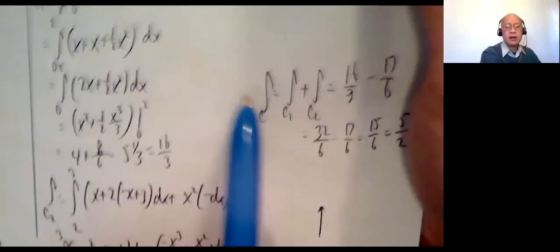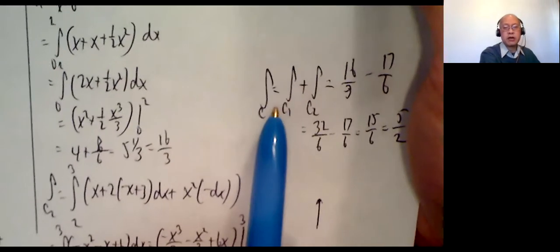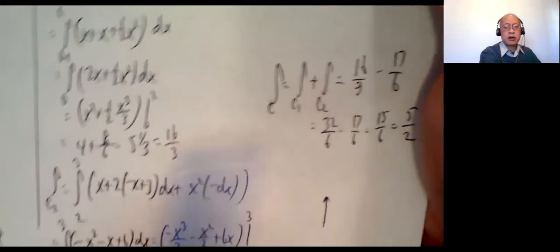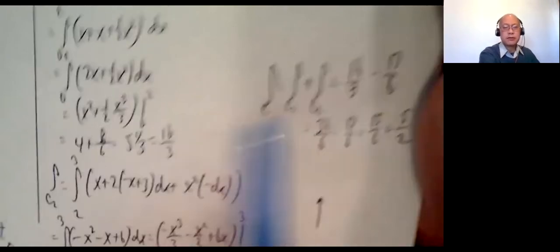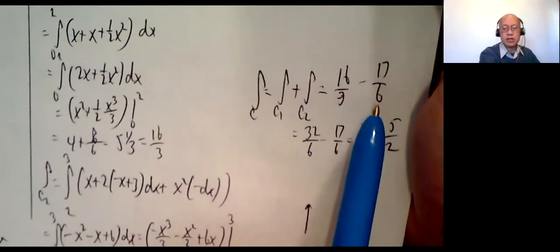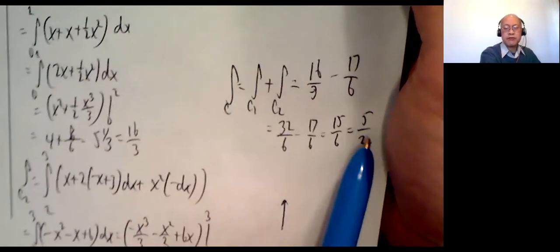All right, so finally, the integral along C is the integral along C1 plus C2. The integral along C1 was 16 over 3. Along C2 was negative 17 over 6. So I just combine them. Final answer is 5/2.